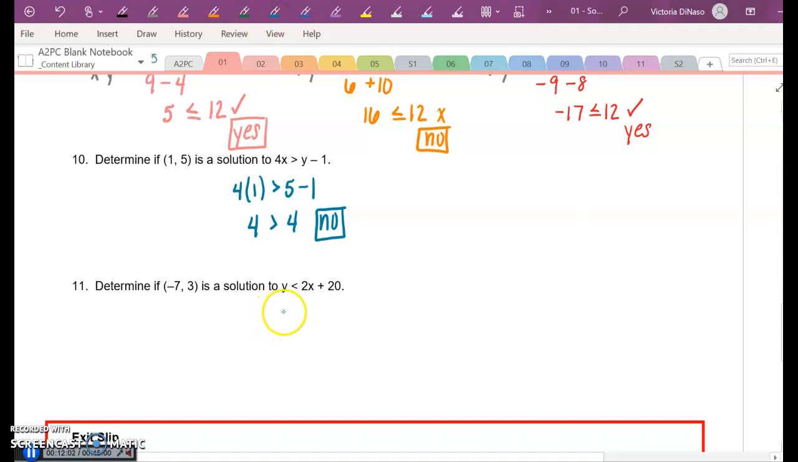For number 11, you're going to do the same thing. So we have 3 is less than 2 times negative 7 plus 20. So we have 3 less than negative 14 plus 20. So we have 3 is less than 6. Now the question is, is 3 less than 6? And the answer is yes. So therefore, negative 7, 3 is a solution to this inequality.